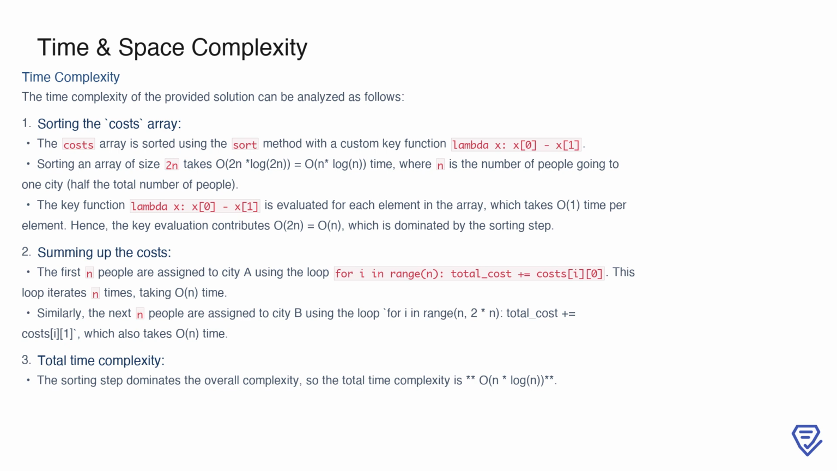After sorting, the next step is to sum up the costs. Assigning the first n people to city A involves a loop that iterates n times, resulting in O(n) time. Similarly, assigning the remaining n people to city B requires another loop that also takes O(n) time. These summation steps are linear and don't dominate the overall complexity. Therefore, the total time complexity of the solution is determined by the sorting step, which is O(n log n).